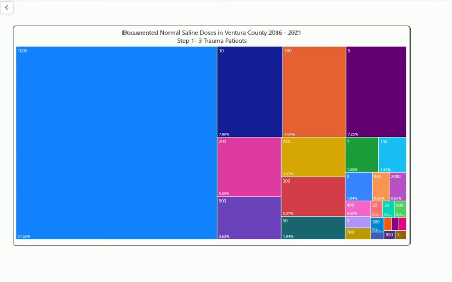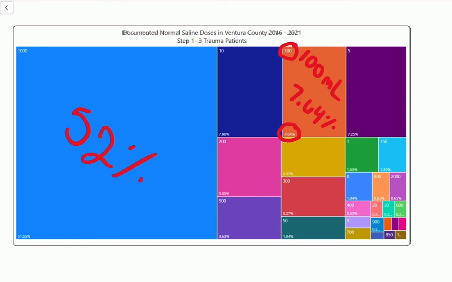And each box represents, let me show you here. This orange box is an example, and it represents doses documented as 100 milliliters. It's 7.64% of doses that were 100 milliliter doses. What should stand out, I'm sure it does, is this big 52% box over here, which represents 1 liter.